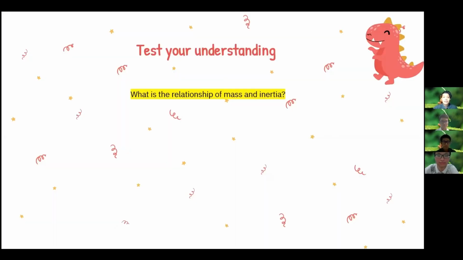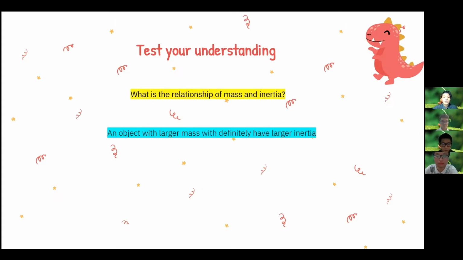Okay. That's your understanding. What is the relationship of mass and inertia? How far do you understand about the relationship of mass and inertia? How about Lao Jiang? I think an object that has larger mass will have larger inertia. Good one. Clear explanation from you, Lao Jiaming. Thank you, teacher.